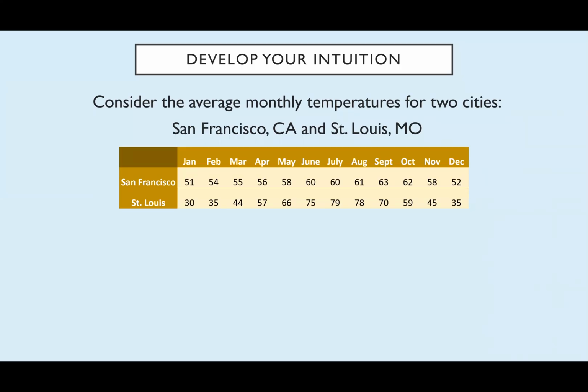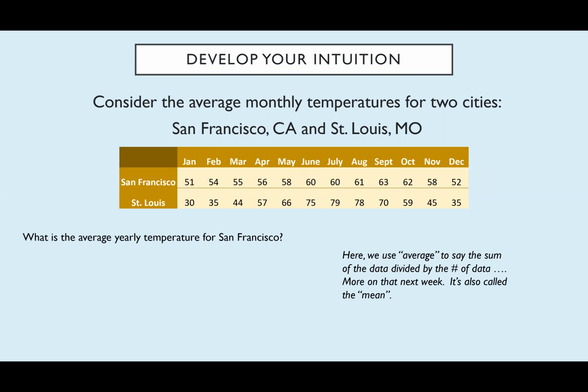So let's look at two data sets just to start, to get a feel for why we might want to do this. The first one's just going to be the average monthly temperatures for San Francisco. And then the second row is going to be the average monthly temperatures for St. Louis, Missouri.